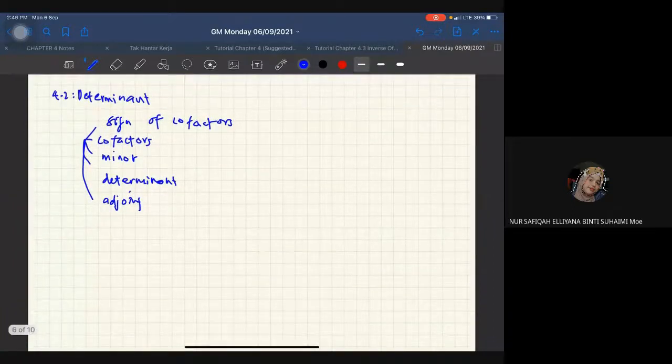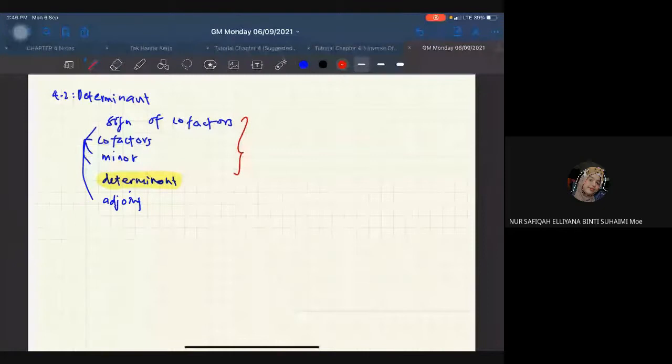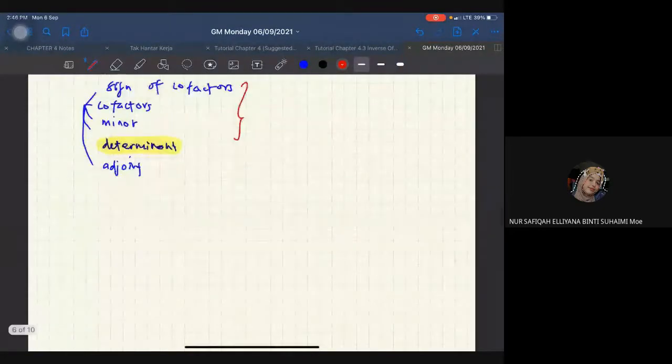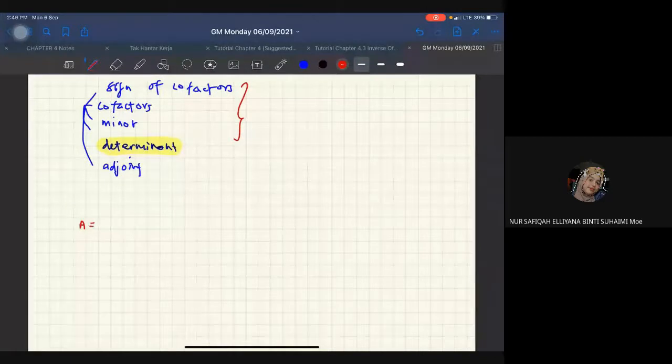Okay, so untuk determinant, untuk awak tahu cari determinant, awak mestilah faham dulu this tree over here. Okay, so contohlah sekarang kita ada satu matrix. So we have matrix A equal to, dia adalah 2 by 2 matrix. So you have 1, 2, 3, 4. Okay, so soalan saya, macam mana awak nak cari determinant untuk matrix A ni? Bila dia 2 by 2 sahaja, bukan 3 by 3.